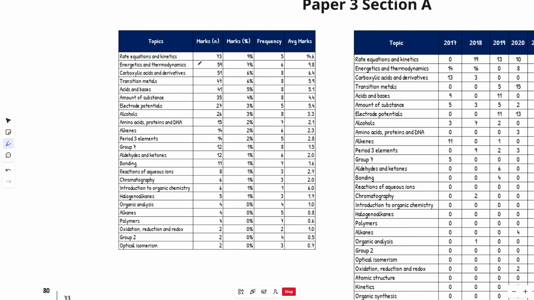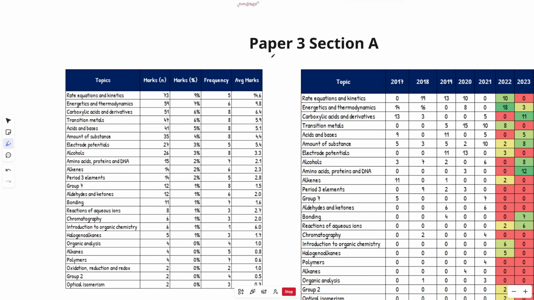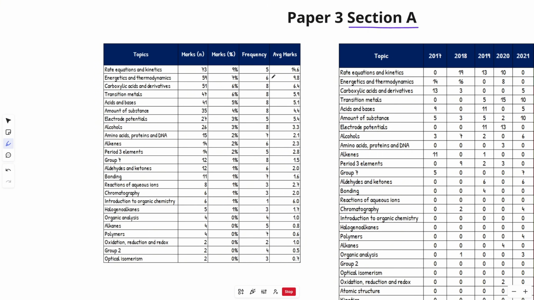So for the topics, we've got rate equations and kinetics right at the start, okay? Then we have energetics and thermodynamics, carboxylic acids and derivatives, transition metals, acids and bases, amount of substance, electrode potentials. Basically, all the high yield topics from paper 1 and paper 2 are also the high yield topics for paper 3. Okay, remember, this is section A only, so this does not include the multiple choice questions. We'll look at that separately.